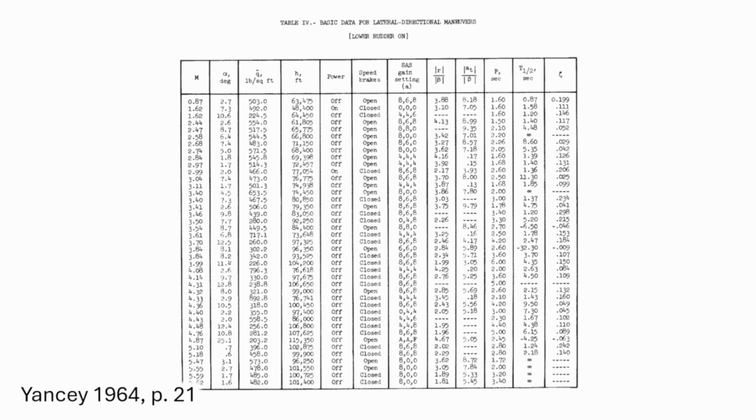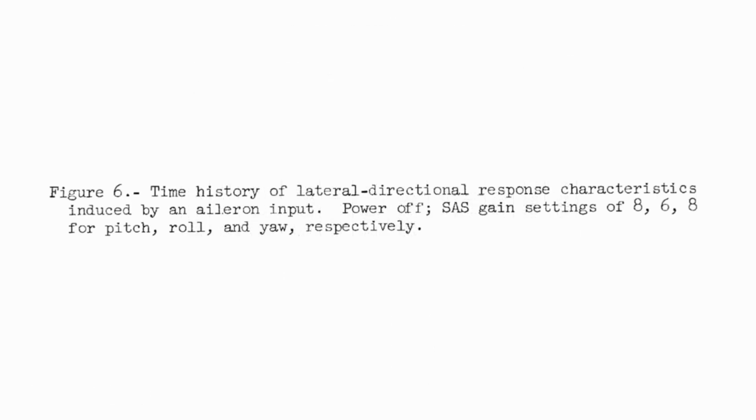Searching through Yancey's 1964 report, the source of our lateral flight test data, we find a table that lists all of the lateral directional maneuvers involved in the study. Now, we pulled our flight test data from figure 6, but there's no explicit connection of that figure to one of the cases listed here. Our extracted data, however, puts us at Mach 3.42 with an initial altitude of 81,455 feet.